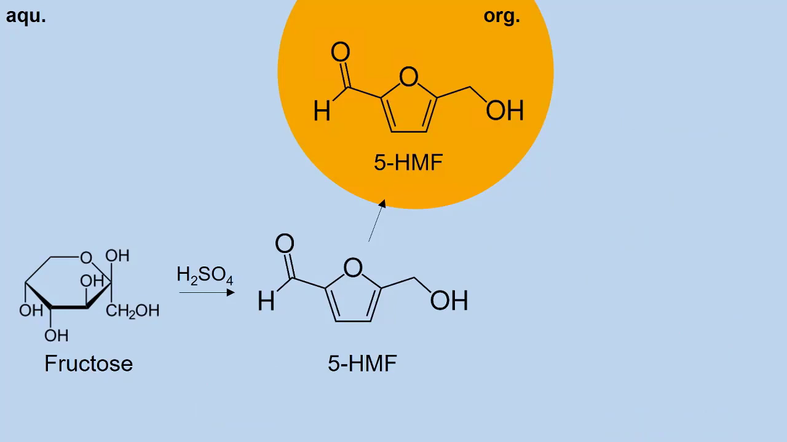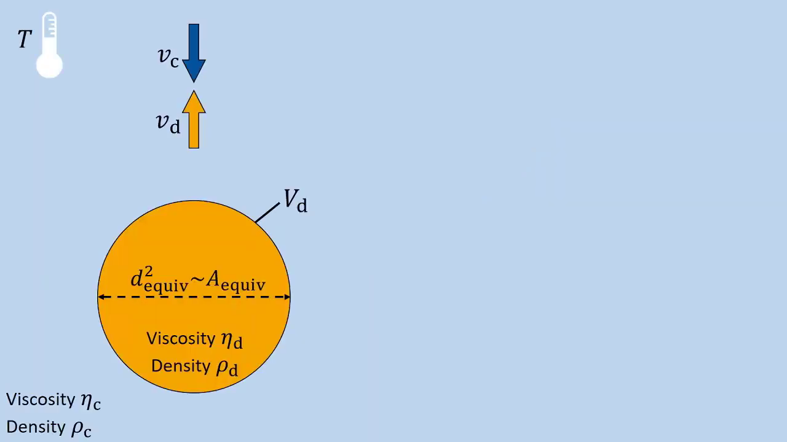When it comes to the design of tubular reactors, two phenomena need to be considered: the fluid dynamics as well as the mass transfer. As for the fluid dynamics, the rising velocity of the droplet can be calculated by applying a force balance. In the stationary system, three forces need to be considered: the buoyancy force, the gravity force, and the drag force.